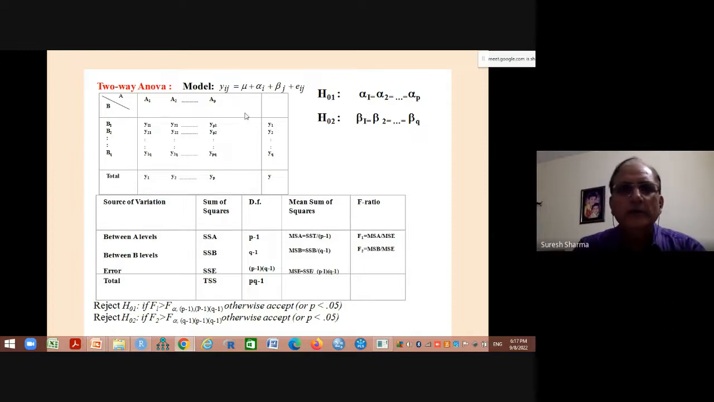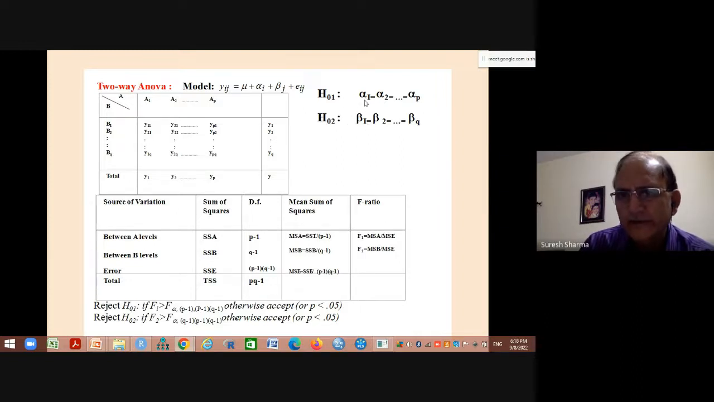And the model will be Yij is equal to mu, that's the overall general effect, plus Eij, the error. But here there are 2 factors, alpha i and beta j, where alpha i is the effect of seeds, beta j is the effect of fertilizers. So basically, in two-way ANOVA, we are testing 2 null hypotheses. One is testing the effect of seeds, that the seeds are producing the same yield. And another is that fertilizers are producing the same yield, H01 and H02.